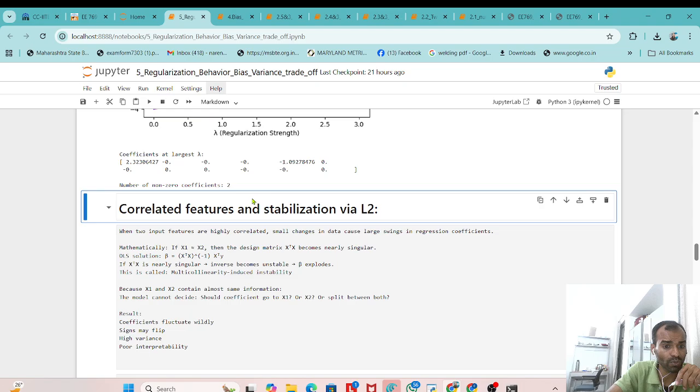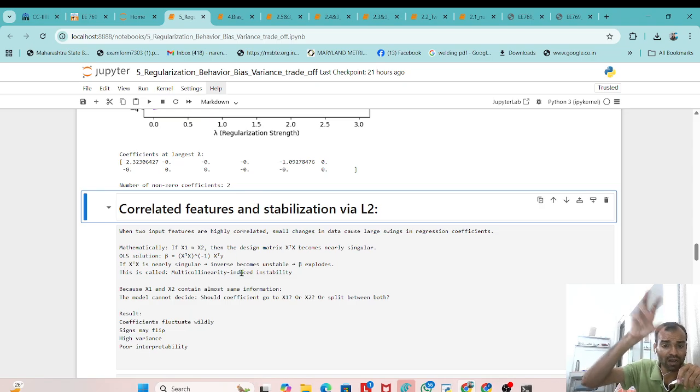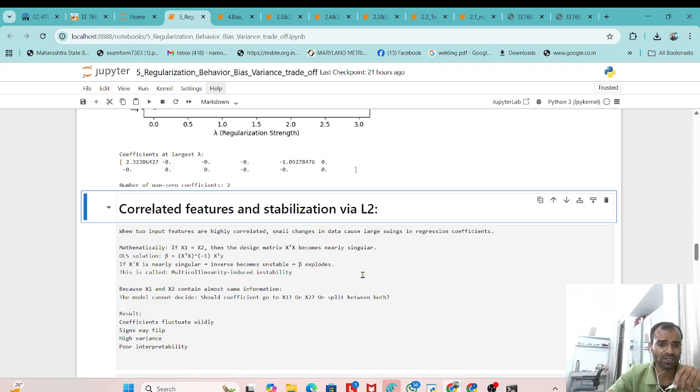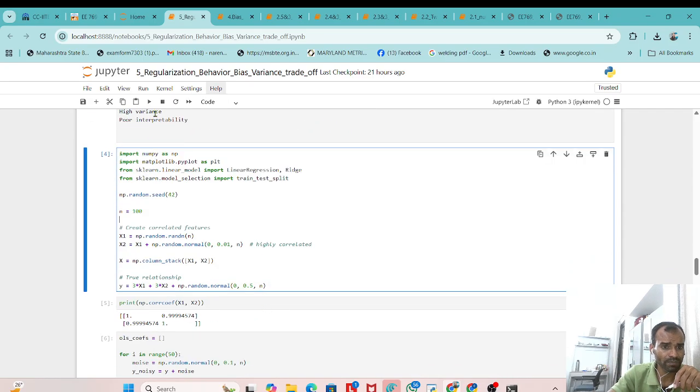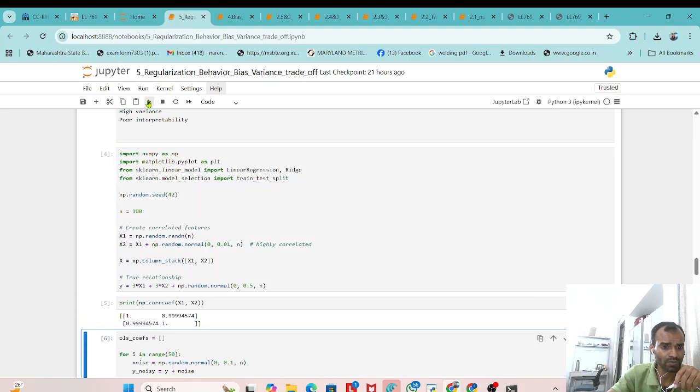If the high correlation is there, then there is instability in the model. You will see that there are large changes in the weight, right? So when we are using the L2, there are slight changes in the weight. We can see that by running this code. Just run this code very fast. You can see that the model is very correlated, right?